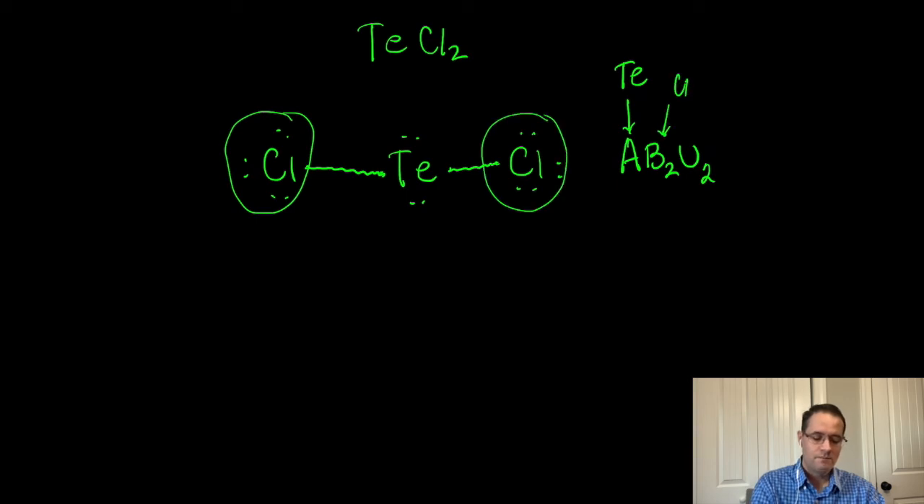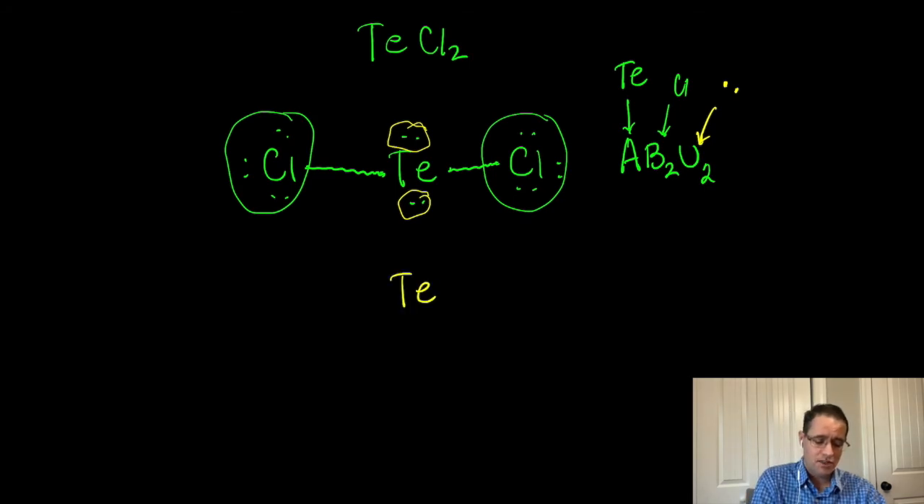And what we have are 2 pairs of electrons left over on the central atom. So the U stands for unshared electron pairs. So I'll just put 2 dots. And remember, that's for the central atom only. It's not for the lone pairs on the chlorine atom.